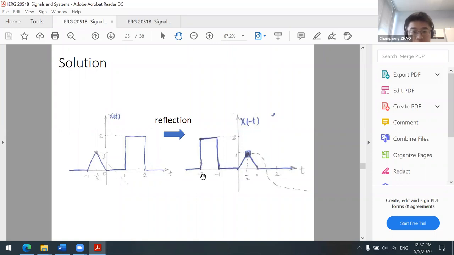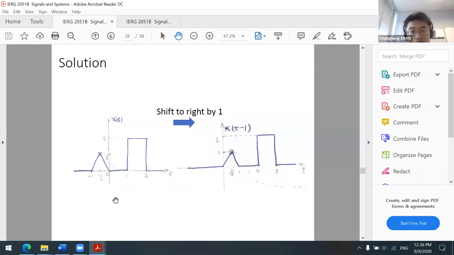Note that for those critical coordinates, if later you are doing your exercise or homework problems, it's also required that you mark those critical points to make sure that you are doing the correct transformation. For example, this square is originally starting from 1 and ending at 2, then after the mirroring, it starts at minus 2 and ends at minus 1, and similarly for the triangle. So that's the reflection from x of t to x of minus t.